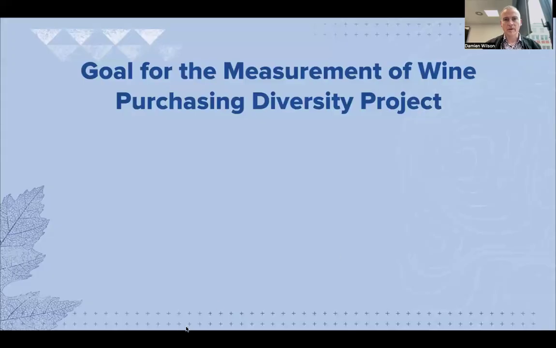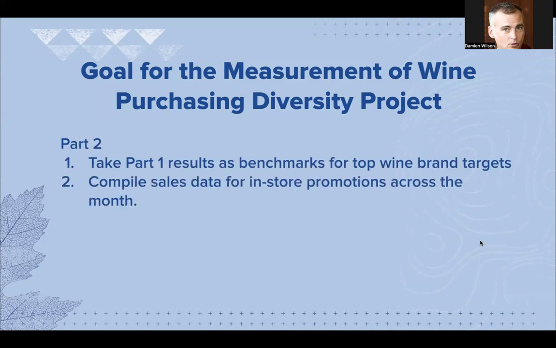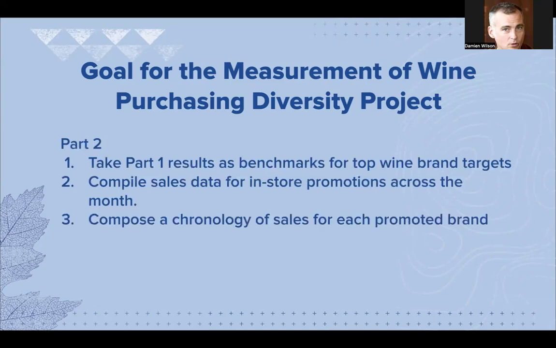Okay, so let's look at the goals for part two of the project. And these are taking part one's results as benchmarks for the top wine brand targets. So we'll look at those 20 top wine brands and compare those to periods where the top 20 aren't sold as comparisons. And so we'll compile sales data in general for what happens across the month's worth of data we've got. But what would be really interesting and an excellent project, certainly for publication purposes, is to look at the outcomes of the in-store promotions that are done across the month.